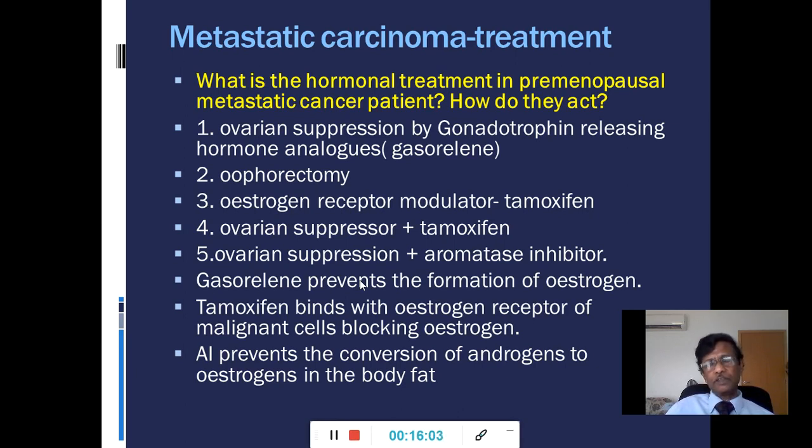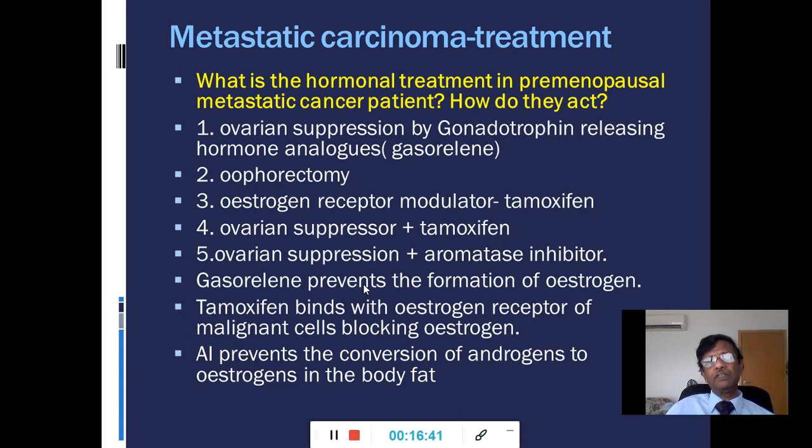Tamoxifen is a competitive blocker; in the carcinoma cells it becomes a competitive blocker for the estrogen. So the estrogen receptor status is there. Ovarian suppression plus tamoxifen is said to give better results in patients who are ER positive. So ovarian suppression, that is goserelin, can be given along with tamoxifen.